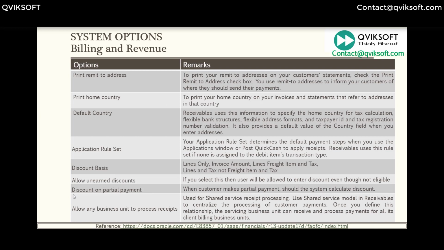Allow any business unit to process receipt. As you know, in Fusion there is a lot of emphasis on the shared service concept. So if you use shared service receipt processing, and you have centralized processing of your receipts, then the system can allow you to receive receipts for any other business unit, as long as all those business units belong to the same ledger. In the shared service concept, there is a servicing business unit and a client business unit. Once that is defined, they will be able to receive it for the necessary business units.